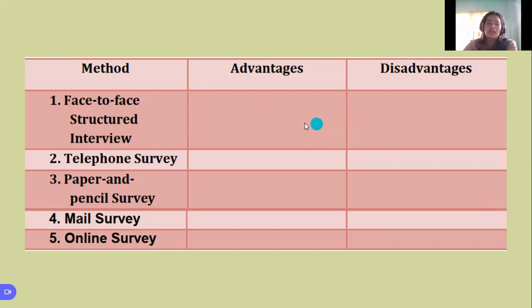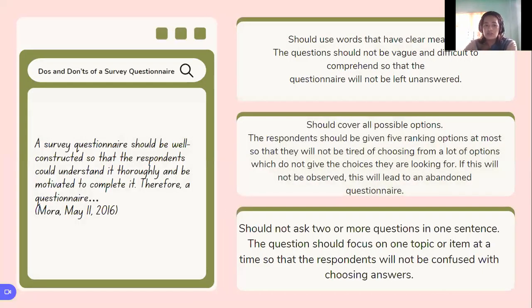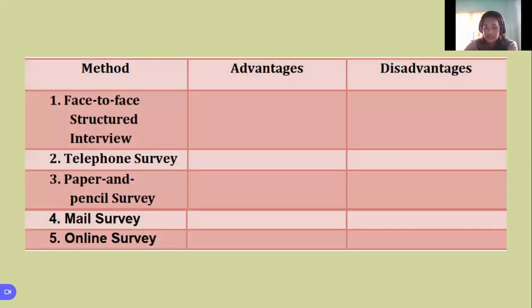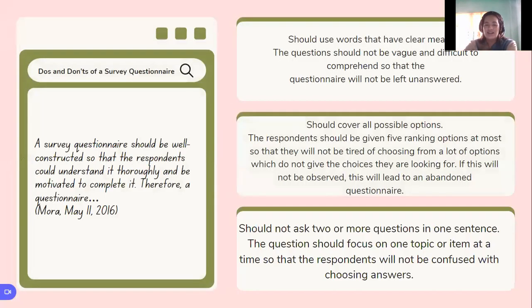Again, what you have to do here is to write advantages and disadvantages of different methods of survey. Of course, we have to understand the do's and don'ts of a survey questionnaire after doing that activity. But before you go through with this, you can pause the video, get back to this activity, and finish it first before you start off with the do's and don'ts in survey questionnaire. So you can pause here and then restart the video so that you can listen to the different do's and don'ts of a survey questionnaire.